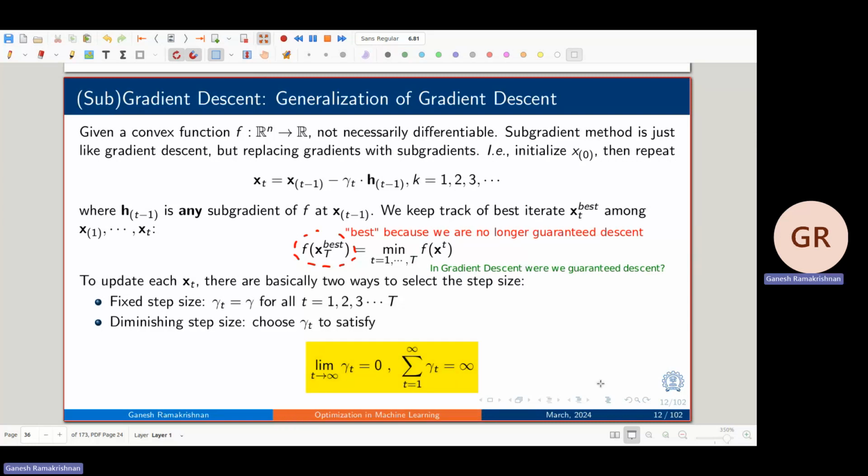So two assumptions. One is these gamma t's go to 0, but the series, right? If you sum these gamma t's, it doesn't diminish. Then it can go arbitrarily large. So this assumption is important. Why is the second assumption important? Intuitively, what is the problem if the sum also goes to 0?